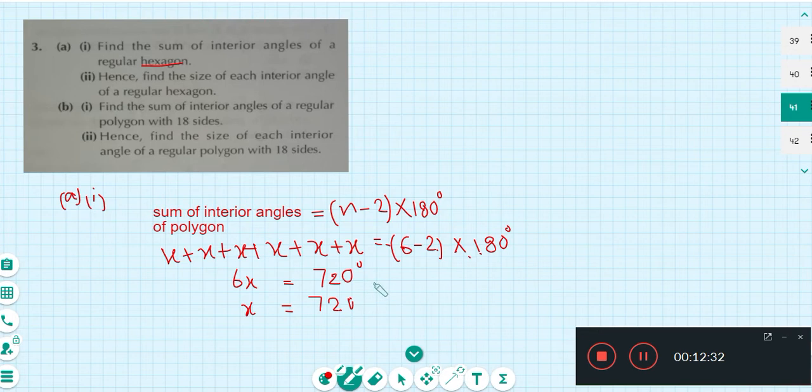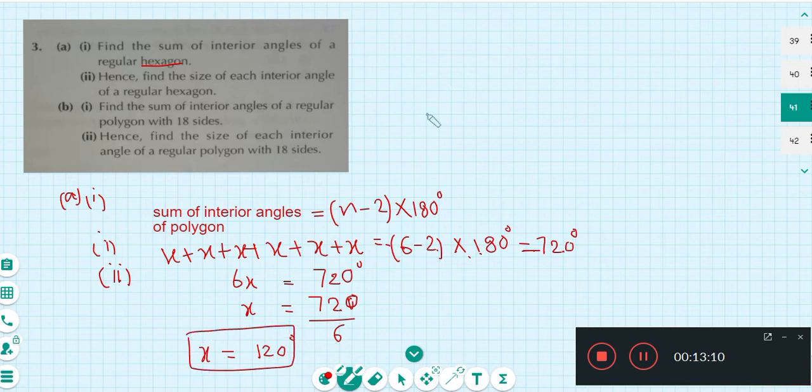Okay, next part B. Find the sum of interior angles of a regular polygon with 18 sides. So very similar question. So I'm doing it directly. Sum of interior angles will be equal to n minus 2 into 180 degrees. As we have seen in the previous part, the sum of interior angles of a regular polygon is the number of sides multiplied by each interior angle. Suppose each interior angle is y, then it will be n multiplied by y.